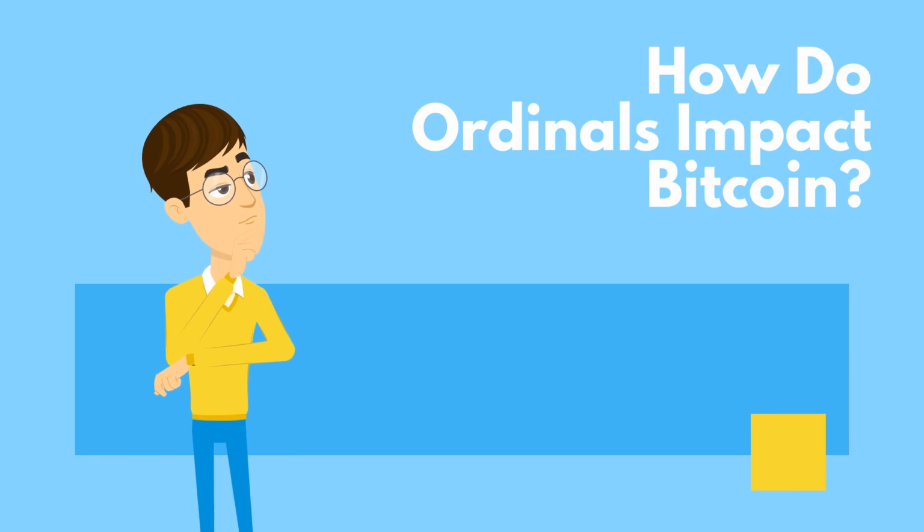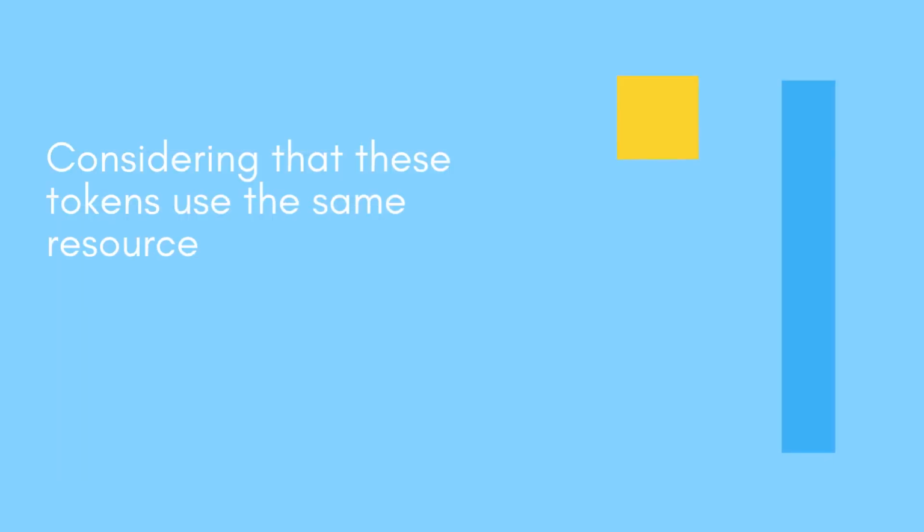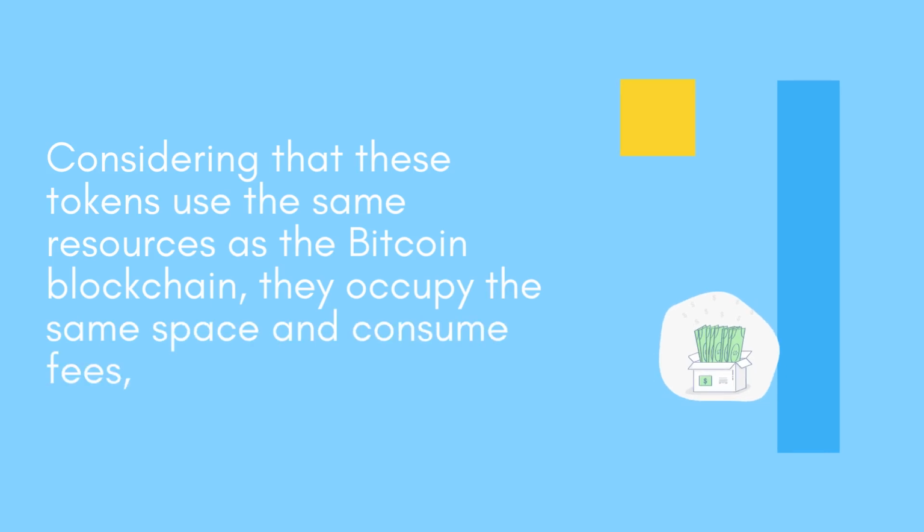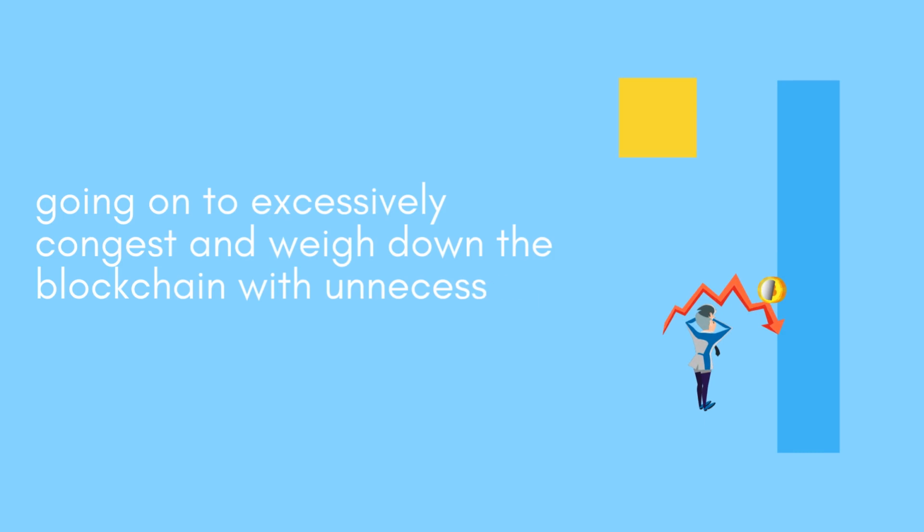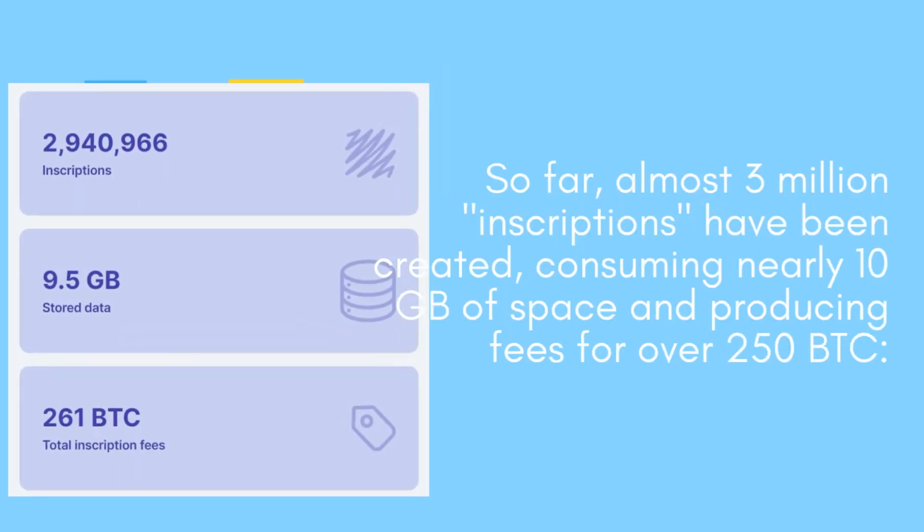How do Ordinals impact Bitcoin? Considering that these tokens use the same resources as the Bitcoin blockchain, they occupy the same space and consume fees, going on to excessively congest and weigh down the blockchain with unnecessary information. So far, almost 3 million inscriptions have been created, consuming nearly 10 GB of space and producing fees for over 250 BTC.